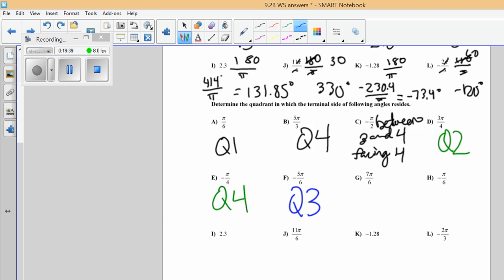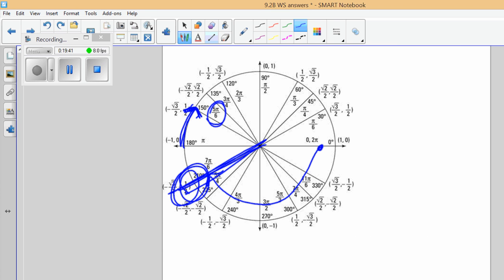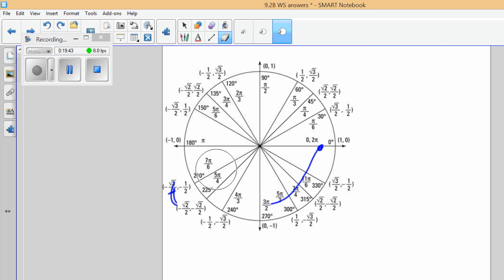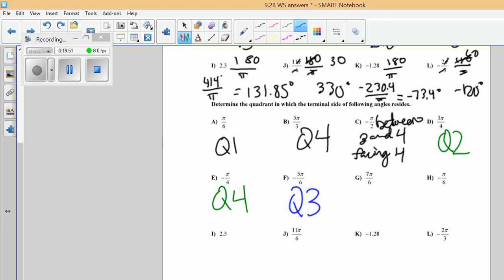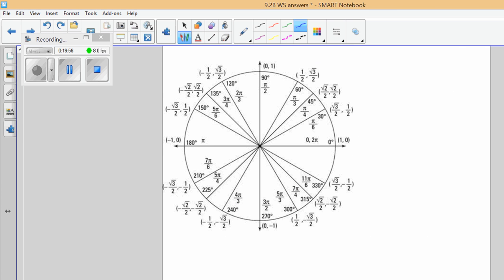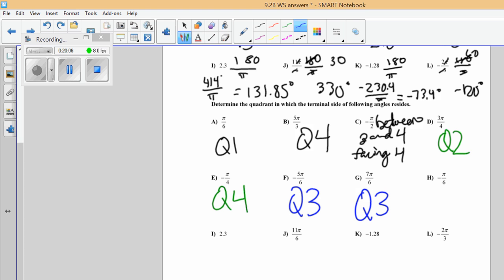7 pi over 6. Ooh, I found it. It's right here. While I was erasing, I found it. It's in quadrant 3. Negative pi over 6. Well, I know where pi over 6 is. Pi over 6 is right here. And so negative pi over 6 is just right here, and that's in quadrant 4. This is how we do this.